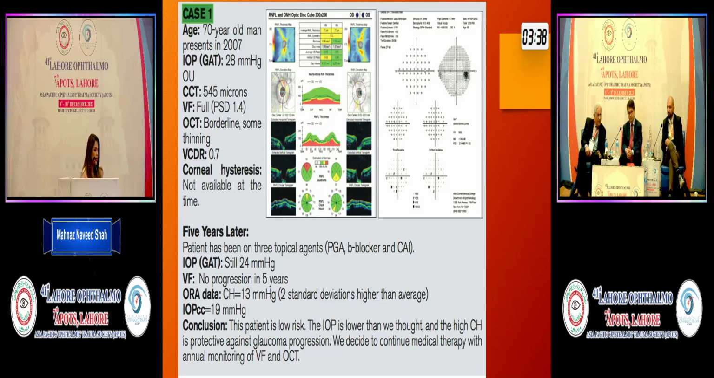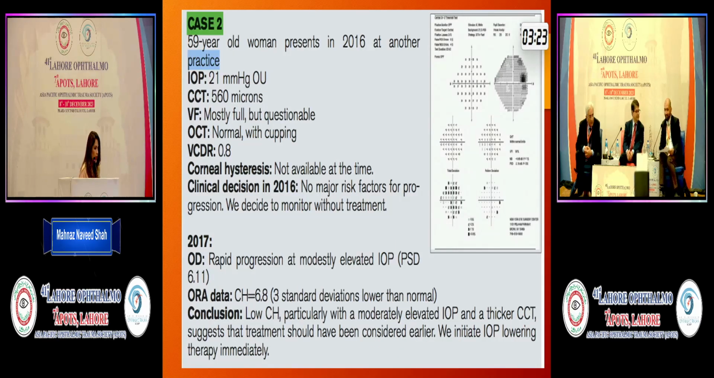And this patient can be considered low risk. And so there's no reason, even at a pressure of 24 on 3 medications, to go ahead and proceed with any additional treatment, any surgical treatment. And in fact, you can try to reduce the pressure-lowering medication.